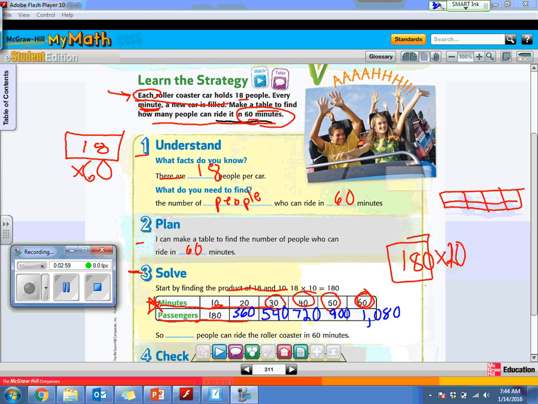Okay, and we're back. Now, if I would have multiplied my 18 times 2, I would have gotten 36. 18 times 3, 54. 18 times 4, 72. 18 times 5, 90. And finally 18 times 6, which is my answer, 1,080. So we know that 1,080 people can ride the roller coaster in 60 minutes. That's a lot of people.